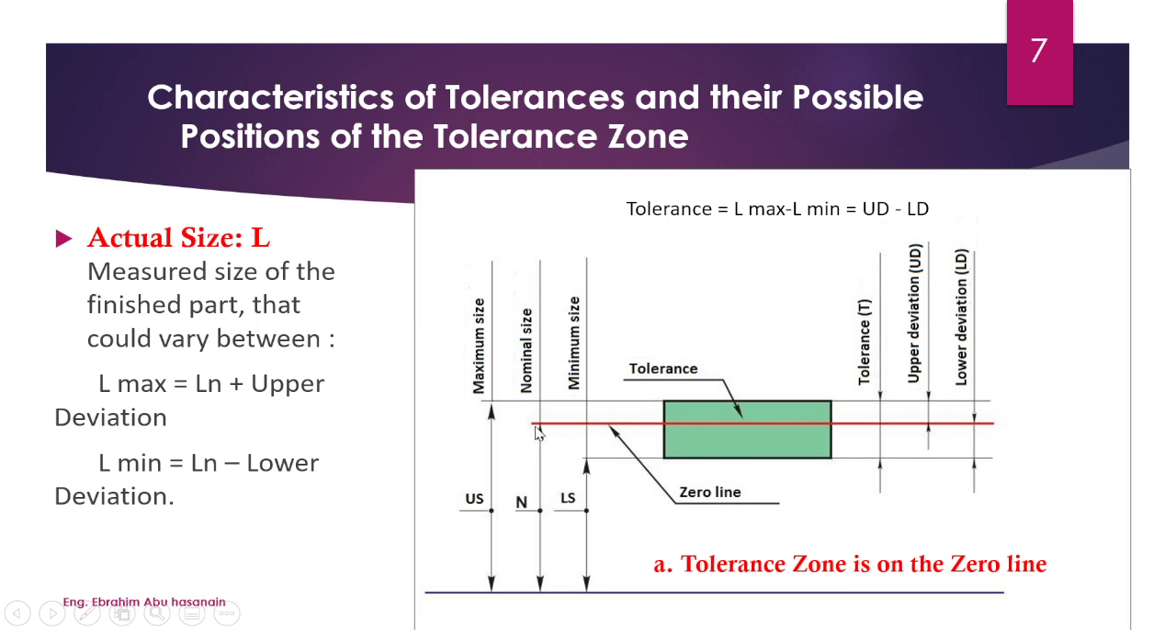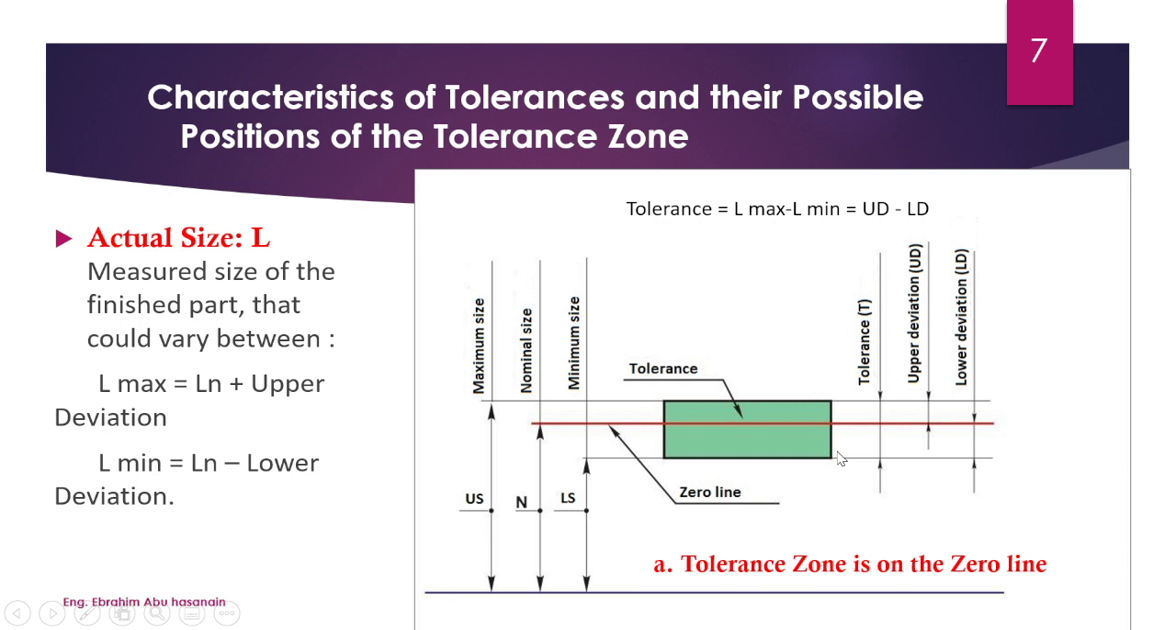Okay, and here we have the upper tolerance above the zero line. The lower tolerance is the lower deviation. The upper deviation, okay, is above the zero line. The lower deviation is below the zero line.